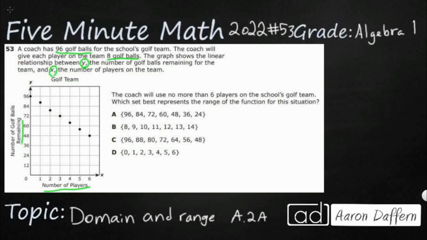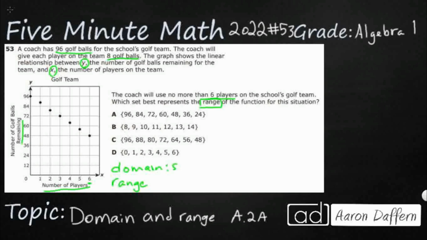So the coach will use no more than 6 players on the school's golf team. So that's why our graph stops at 6. And we need to find the range. Now that we've got this problem situation understood, let's define the two terms that are paired together here, domain and range.